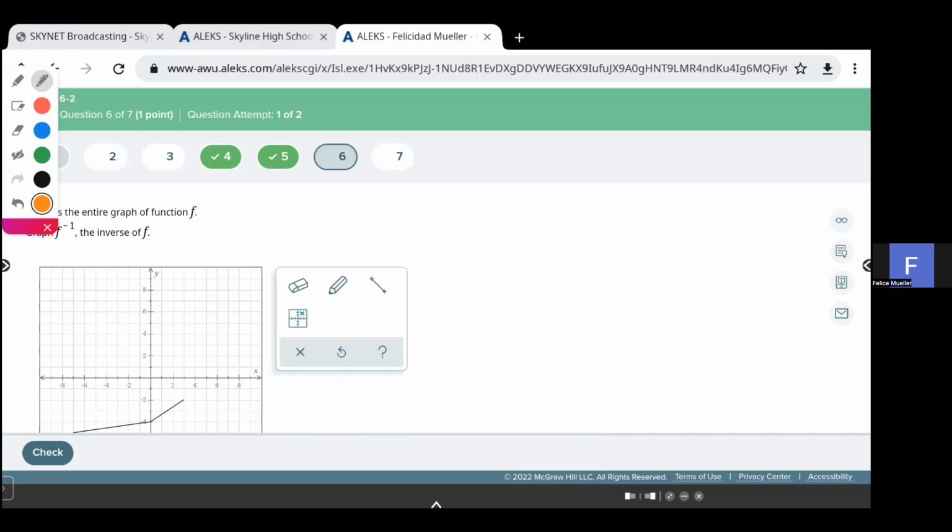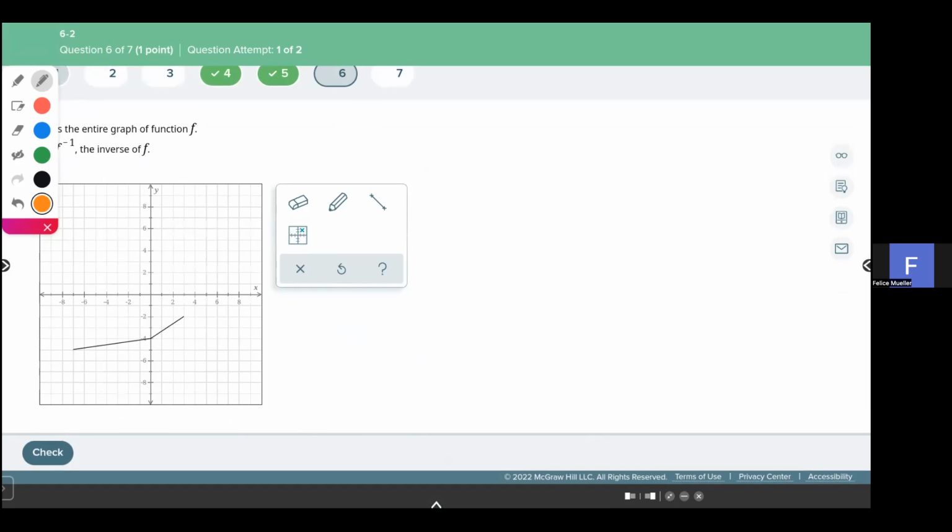All right, next we want to graph the inverse of the function shown. What we're going to do here is take a look at our endpoints. So I'm looking at here, here, and here. Those are the coordinate points: -7, -5, then 0, -4, and lastly 3, -2.